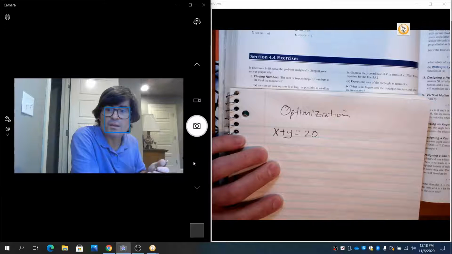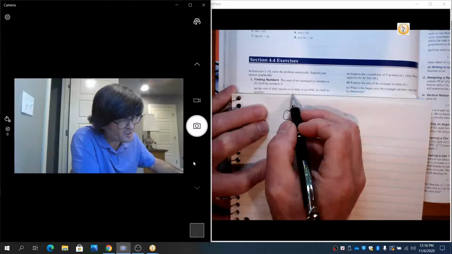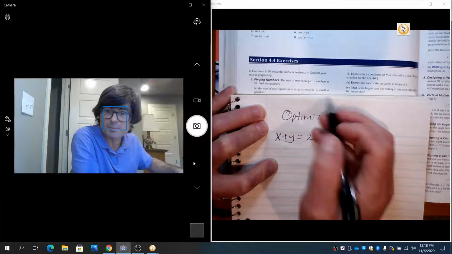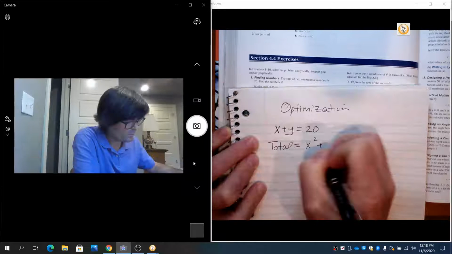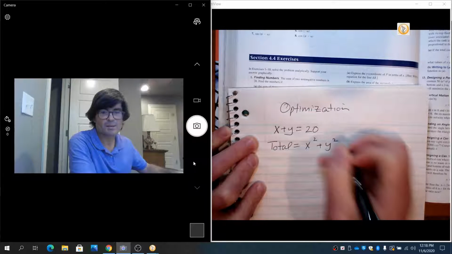It says find numbers to where the sum of their squares is as large as possible and also as small as possible. So we're going to take the sum of their squares. I'm going to say total equals x squared plus y squared. That's the sum of their squares. And I want to know what's the max or min. So this is my setup.